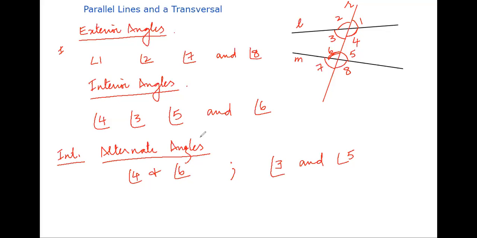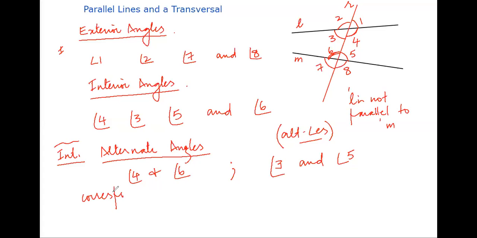Am I right, students? In this particular case, L is not parallel to line M. L and M are not parallel. So the corresponding angles, which are always equal in case of two lines being parallel, in this case are not equal.